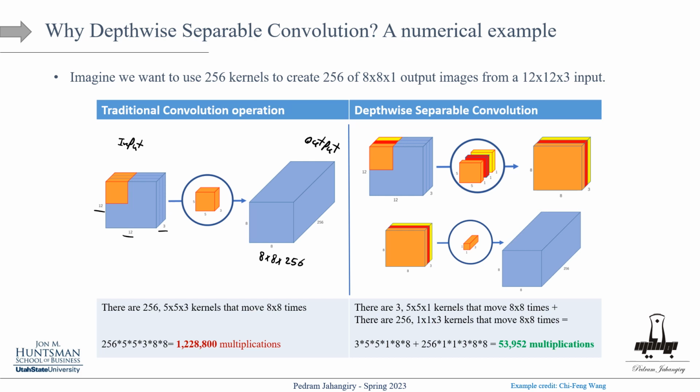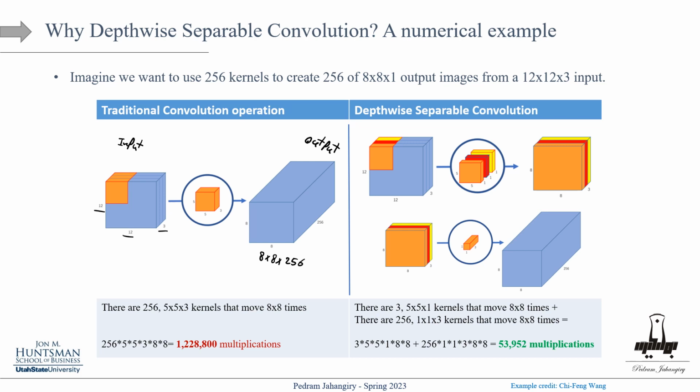So the whole point is that we're going to reduce the dimension of the data from 12 by 12 to 8 by 8, but now the depth of the data is a lot more. We can have 256 different filters to capture any kind of behavior or feature that the network can extract from the input image, right? So that's the goal. So let's use traditional convolutional operations.